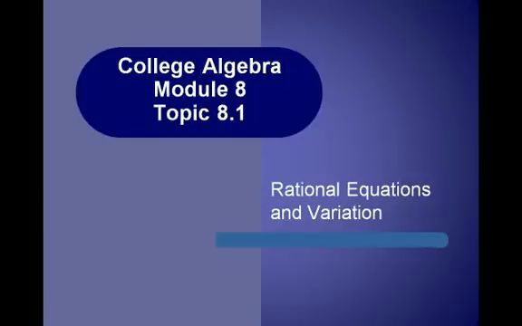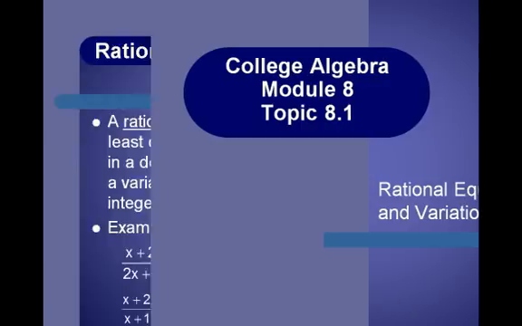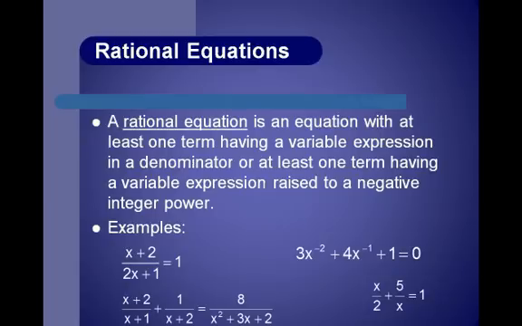College Algebra, Module 8, Topic 8.1, Rational Equations and Variation. If you'll remember, a rational number is any number that can be written as a fraction. A rational equation is an equation with at least one term having a variable expression in a denominator, or at least one term having a variable expression raised to a negative integer power.